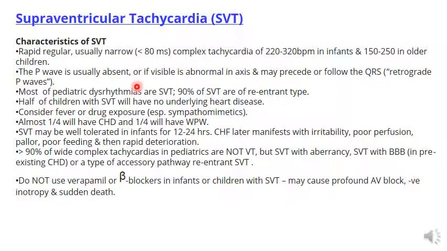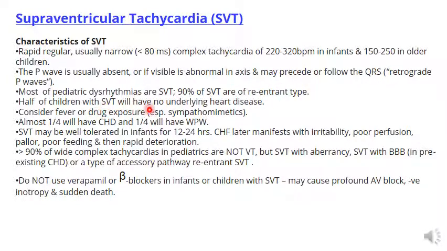So the heart rate will be 220 to 320 beats per minute, and 150 to 250 in older children. It is rapid, regular, usually narrow. T wave is usually absent. If visible, it is abnormal in axis, and retrograde P waves may precede or follow the QRS. Most pediatric dysrhythmias are SVT. So when you see tachycardia of more than 200, 220 and so on, you should think of supraventricular tachycardia. This is related mostly to reentrant circuit types.